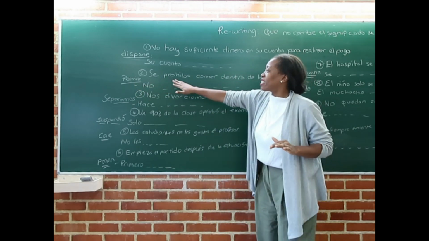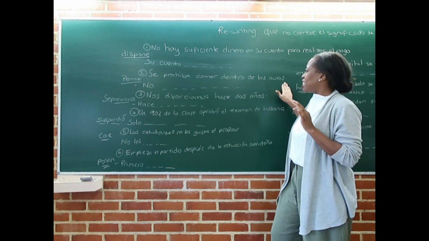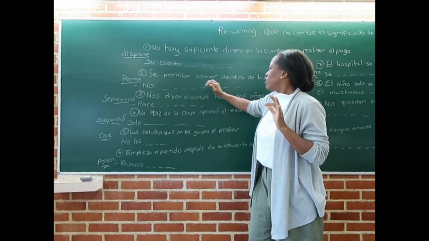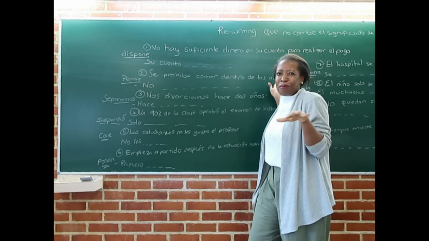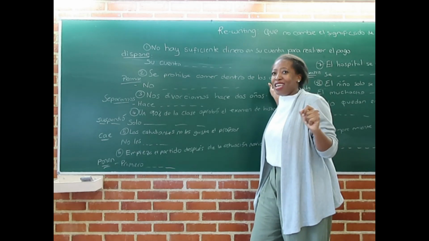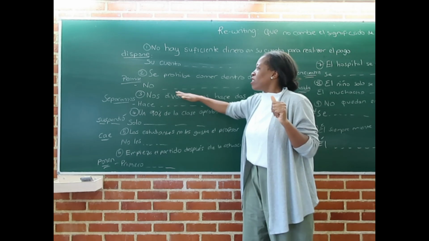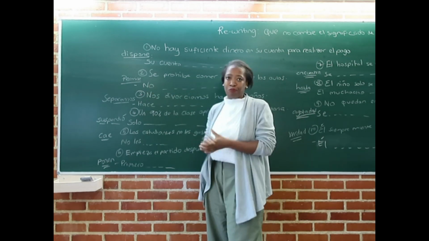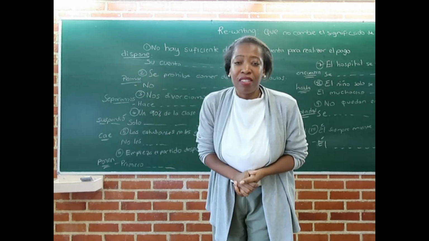Number 2, the word you're going to use is permite. The first sentence is, se prohíbe comer dentro de las aulas. So it's banned, okay? It's forbidden to eat in the classrooms, okay? It's forbidden, so prohíbe, it's prohibited. Okay, it's prohibited. Eating is prohibited in the classrooms. So you start the new sentence with no, and you have to include the word permite.